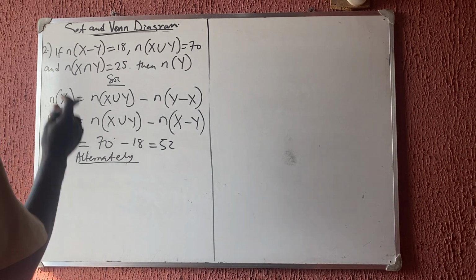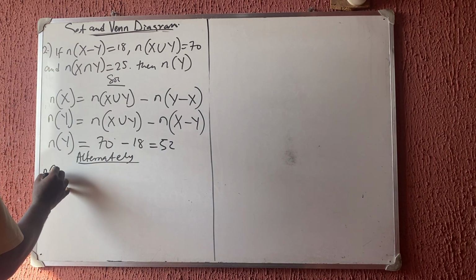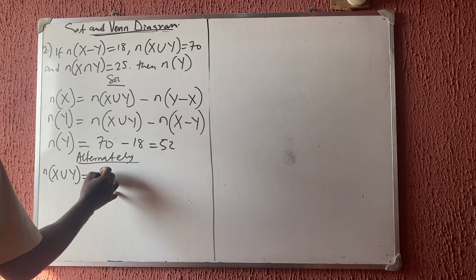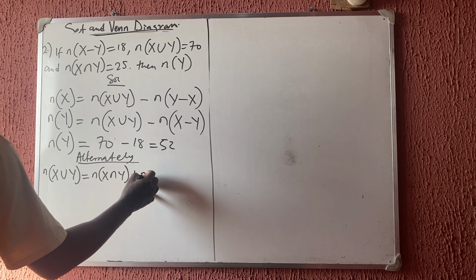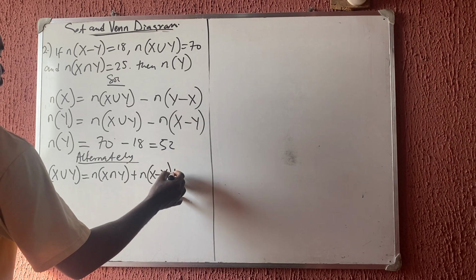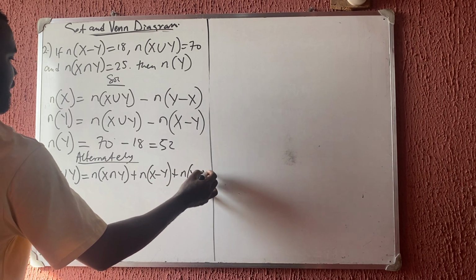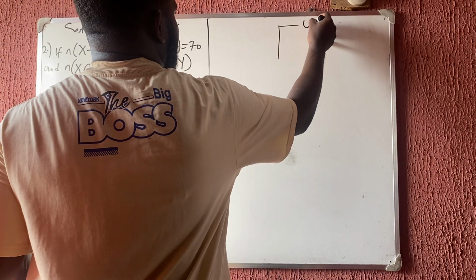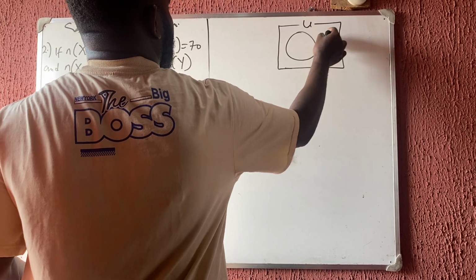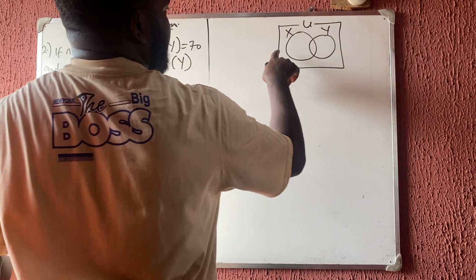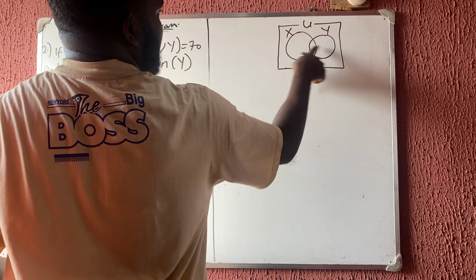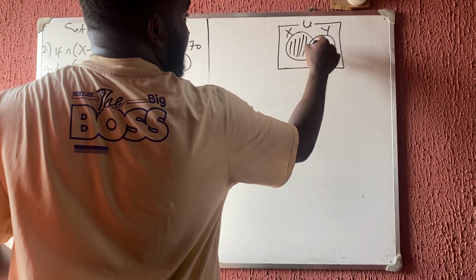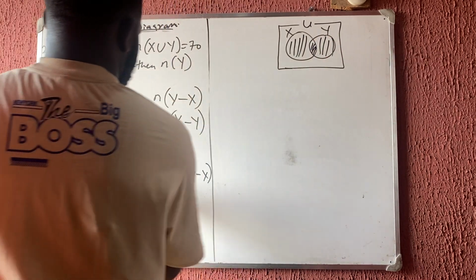Alternatively, you should know that the number of elements in x union y is equal to the number of elements in their intersection, x intersection y, plus the number of elements in x minus y, plus the number of elements in y minus x. Let me explain this with a Venn diagram. This is my x, this is my y. If you want x union y, it means everything here: only this one, plus their intersection, what they have in common, plus only this one.